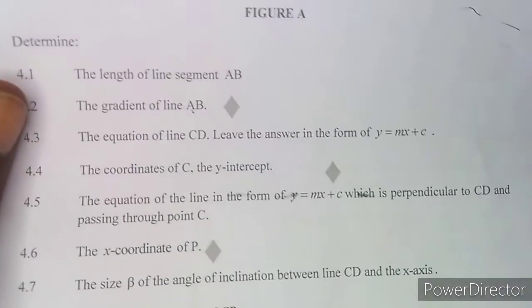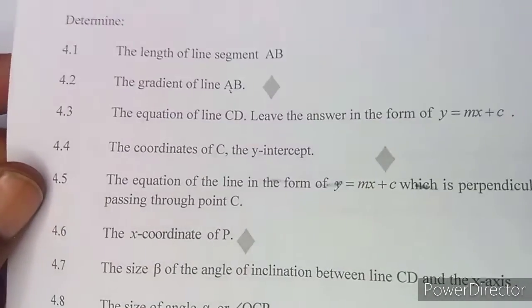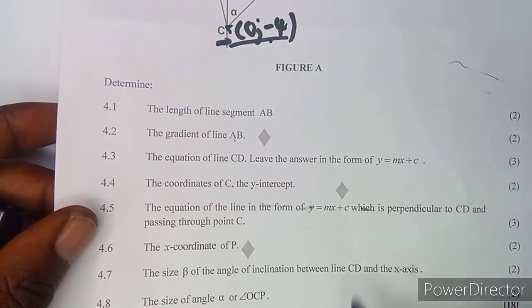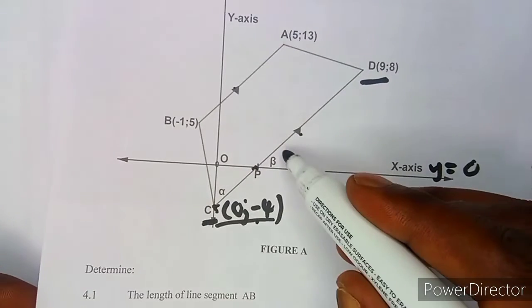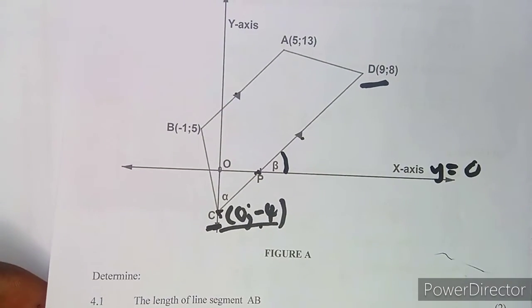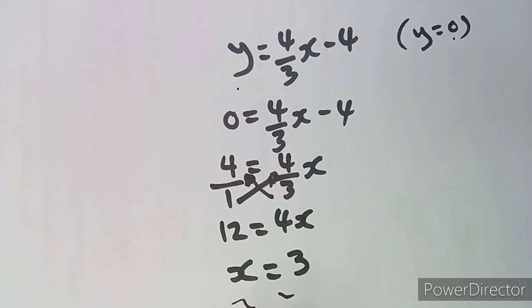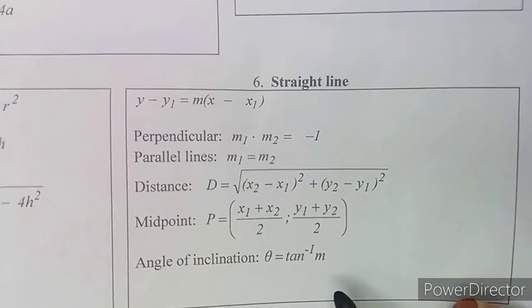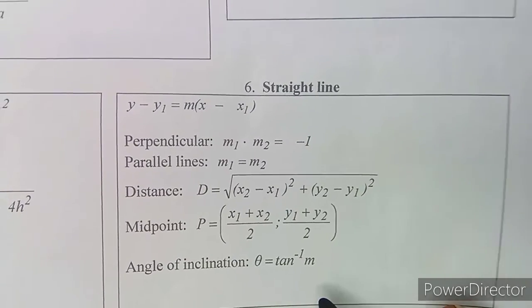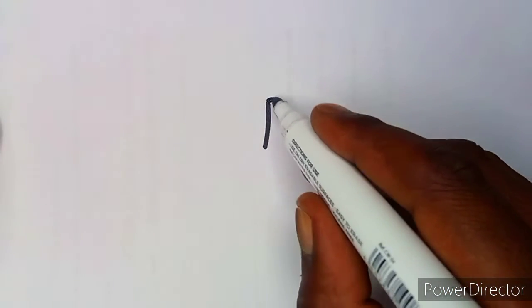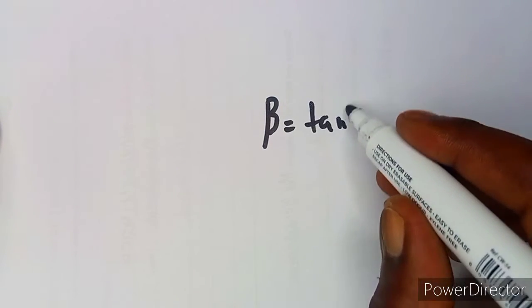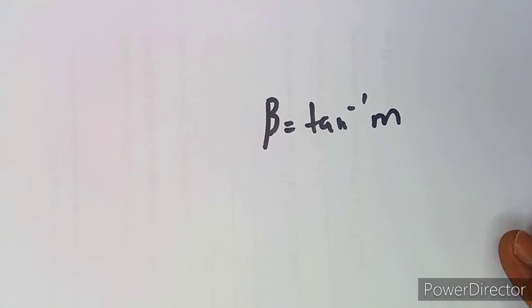Then we move on to determine the size of beta, the angle of inclination between CD and the x-axis. This is our line CD and the x-axis. This is the angle that we are referring to as beta. Remember, from your formula sheet, the angle of inclination is given as theta is equal to arctan m. But here we are not given this angle as theta, we are given this angle as beta. This is beta.